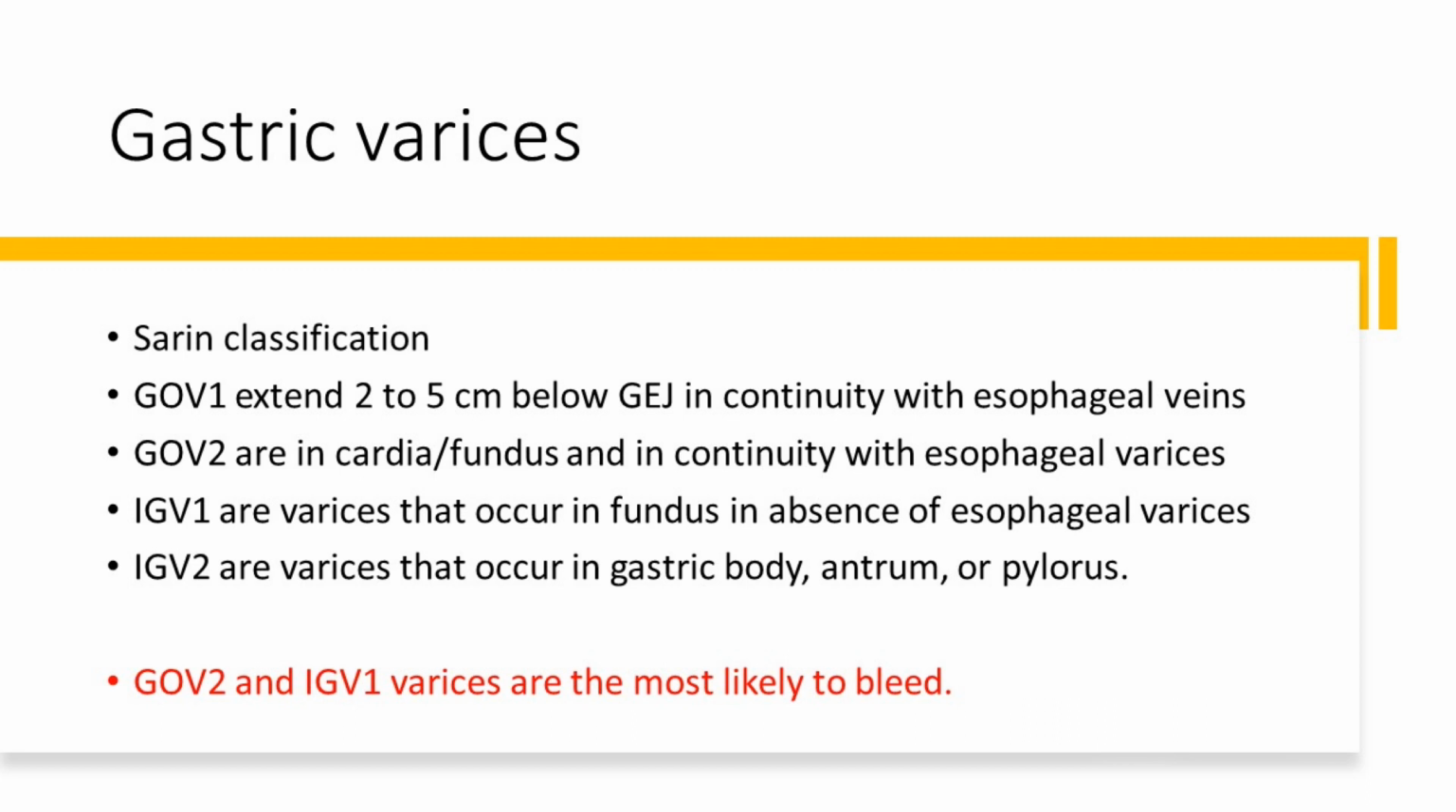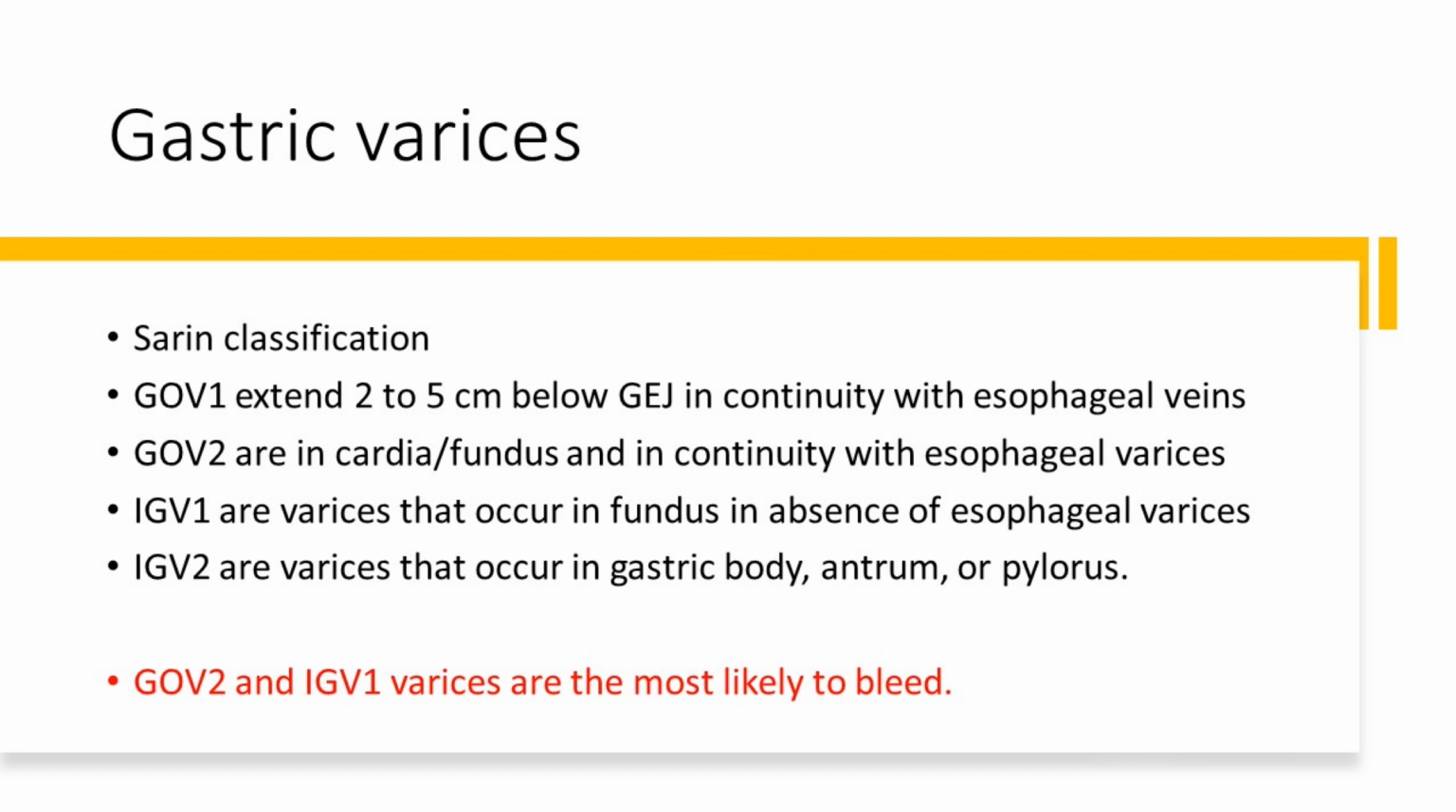IGV1, isolated gastric varix, is occurring in the fundus in absence of esophageal varices. And IGV2 are varices which occur in the gastric body, antrum and the pylorus. What is more important are the fundic varices, that's your GOV2 and your IGV1. They are the ones who are likely to bleed.